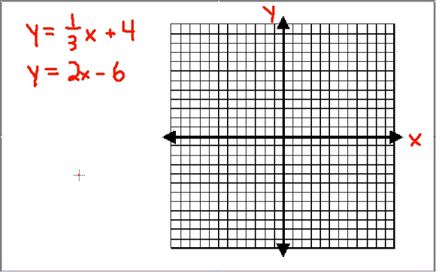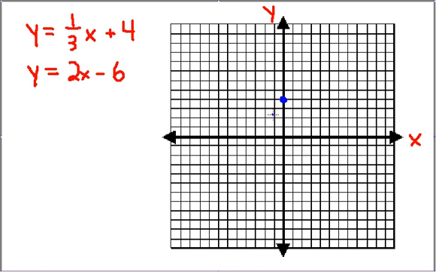So let's go ahead and plot some points. We know that our y-intercept for this first equation is 4, because if we were to stick a 0 in for x, 1/3 times 0 is 0, and 0 plus 4 is 4. When x is 0, y equals 4. So we come here to 0, that's our origin, and up 4. So there's a point that represents our y-intercept.